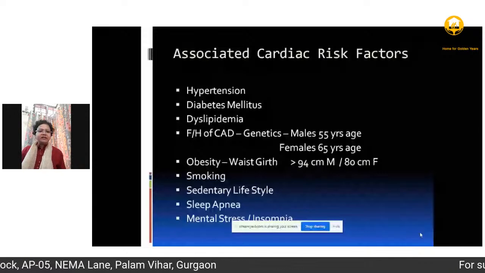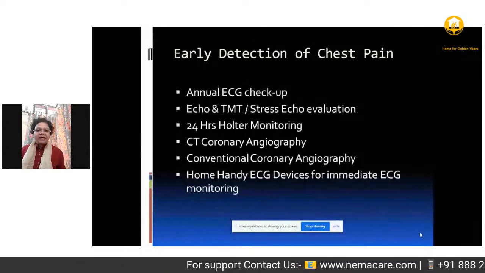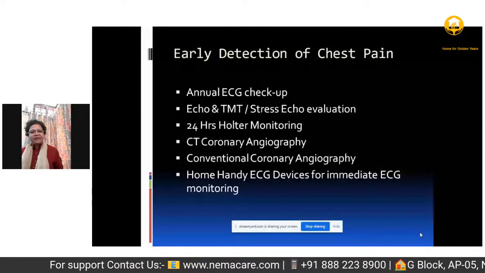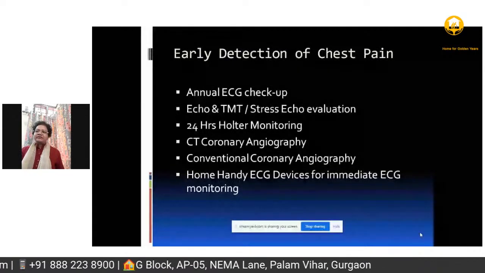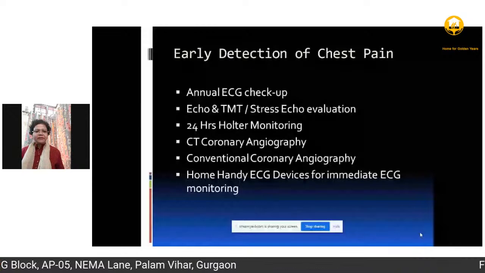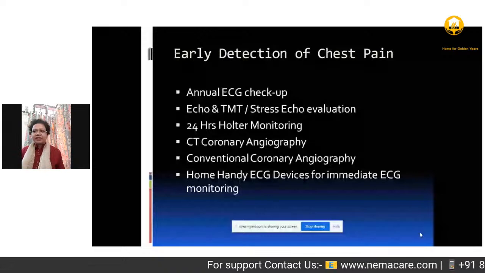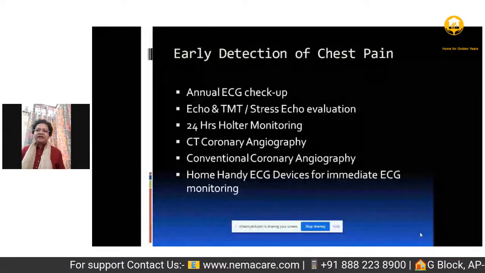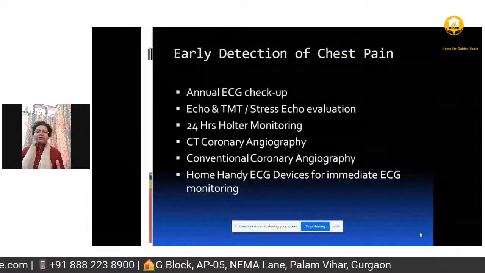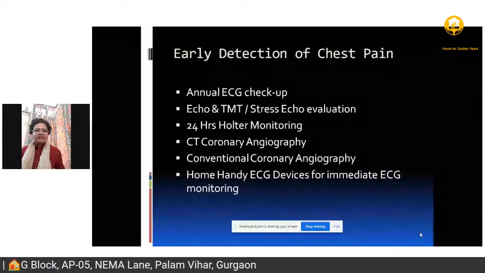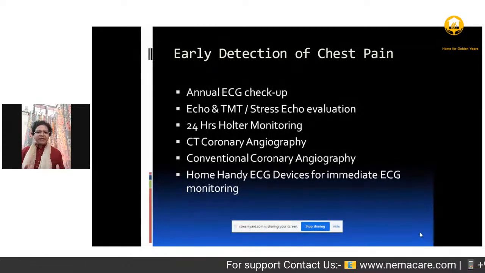Now, moving ahead, the slide shows what all can be done to detect your chest pain at an early stage and prevent a heart attack. Okay, so there are a few tests which are non-invasive, semi-invasive and invasive, meaning you are not going inside the body. For that, I generally recommend that everyone should go for an annual ECG. Why is it important? Even though you're not having anything, at least a baseline ECG is available. Whenever you are having a problem, we have something to compare.